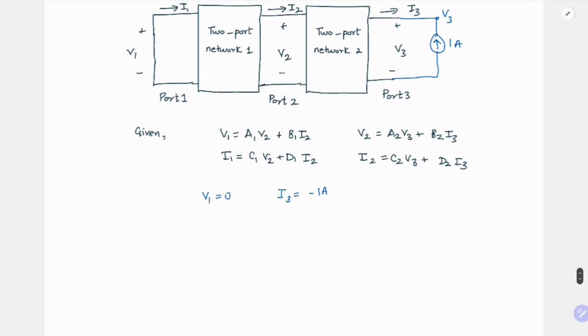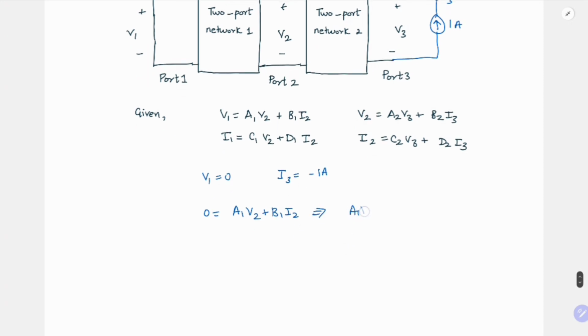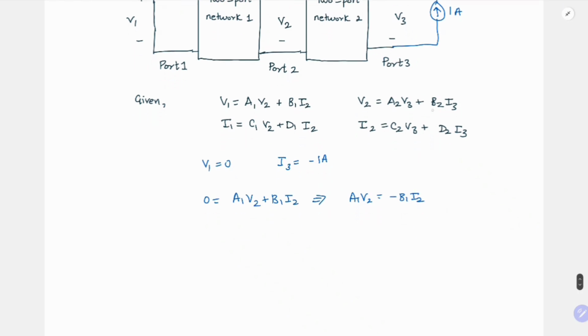So now you need to find V3. So you need to eliminate I1, V2 and I2. So substituting V1 equal to 0, the first equation becomes 0 equals A1 V2 plus B1 I2. So your A1 V2 becomes equal to minus B1 I2. And your I3 is equal to minus 1. So your these two equations become V2 equal to A2 V3 minus B2 I3, and I2 becomes C2 V3 minus D2 I3. So let me call this 1, 2 and 3.